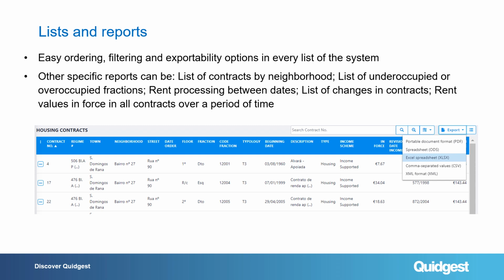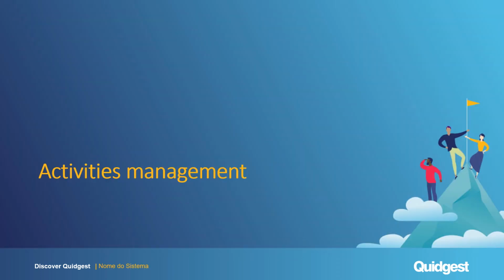There's also to ensure that this software has lists and reports that you're able to use. All the lists you can easily order, filter, do advanced queries on, and export, for example to an Excel spreadsheet or to a PDF. Other reports are also available and can be developed, like lists of contracts by neighborhood or under-occupied or over-occupied fractions, the rent that was processed between a set of dates or a period, lists of changes in contracts, and rent values in force in all contracts over a period of time as well.